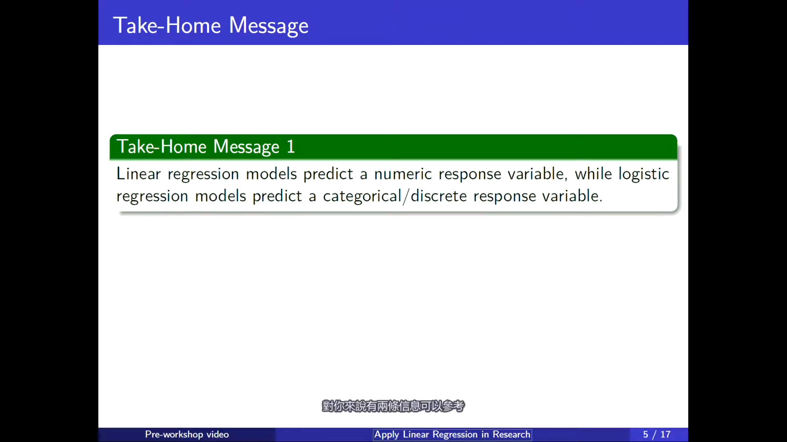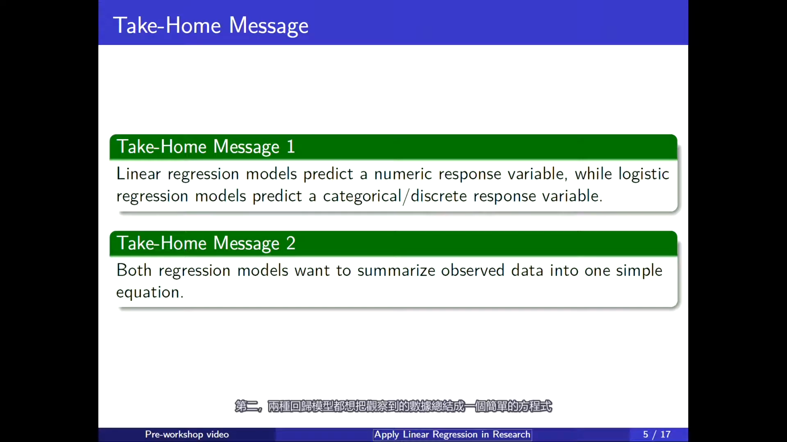There are 2 take-home messages for you. First, linear regression models predict a numerical response variable, while logistic regression models predict a categorical response variable. Second, both regression models want to summarize observed data into one simple equation.